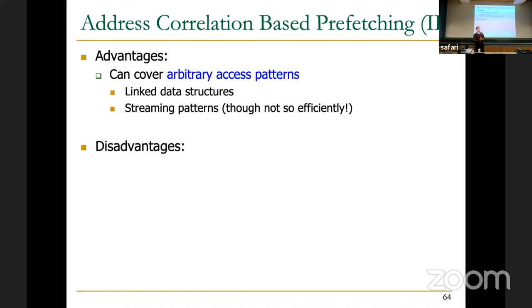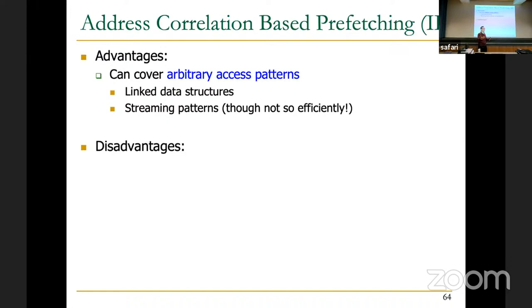So to be able to prefetch something, you have to have seen it for this to work, which is different from a streaming prefetcher or a stride-based prefetcher, right? So linked data structures are a very good example. Streaming patterns, you can also prefetch these, right? Although not so efficiently. For example, if you're doing address A plus 1, A plus 2, A plus 3, A plus 4, A plus 5, A plus 6, you can actually correlate. After you see address A, the next thing you correlate is address A plus 1.